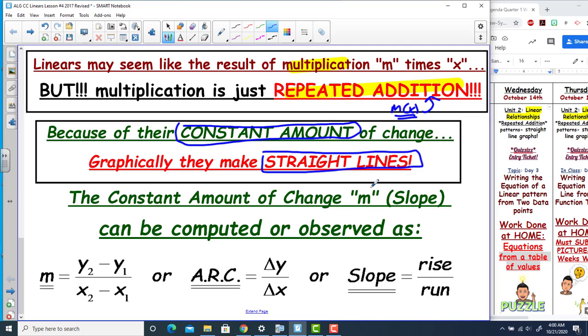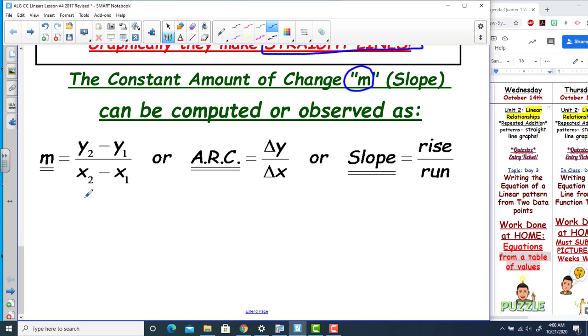The constant amount of change is known as the slope and can be computed or observed in several different ways. Traditionally, the slope is known as the formula, the difference in y's over the difference in x's, where we're taking our final measured amount and subtracting out the beginning measured amount to see how much the measured amounts change, whether it's time or money or weight or anything else you could possibly be measuring. In the denominator, it's usually taking the difference in time.